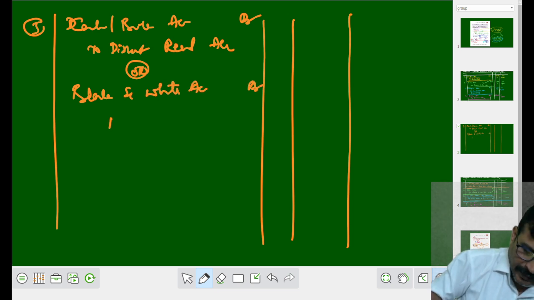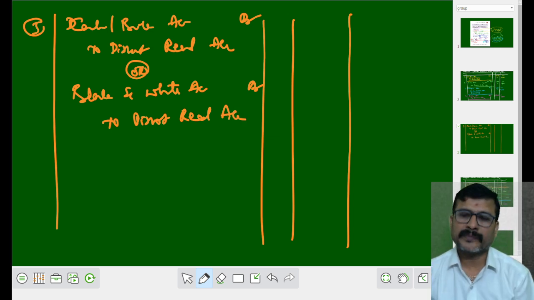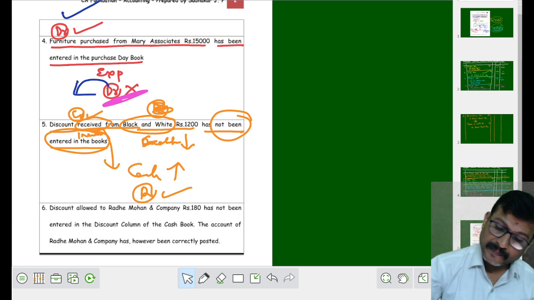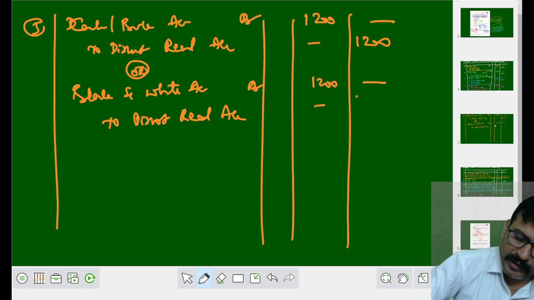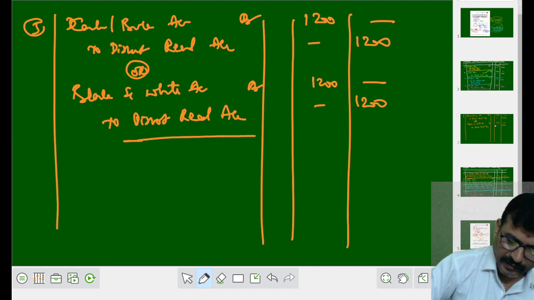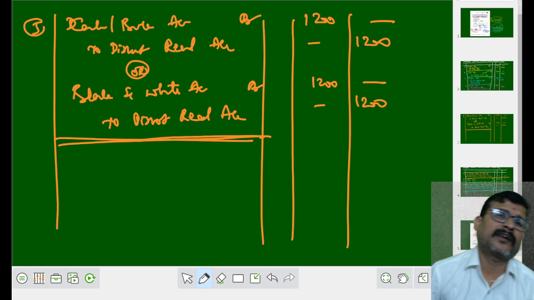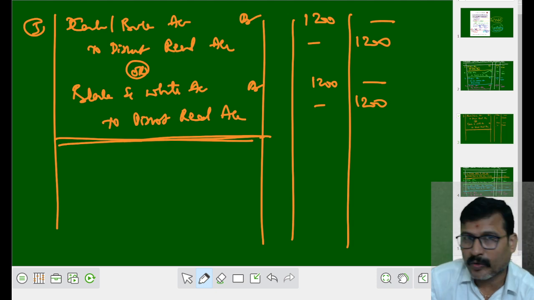Black and white account debit to discount received account. Now how much amount of discount have you received? You have received an amount of rupees 1200, right? 1200, dash 1200. Being discount received from black and white is now recorded.